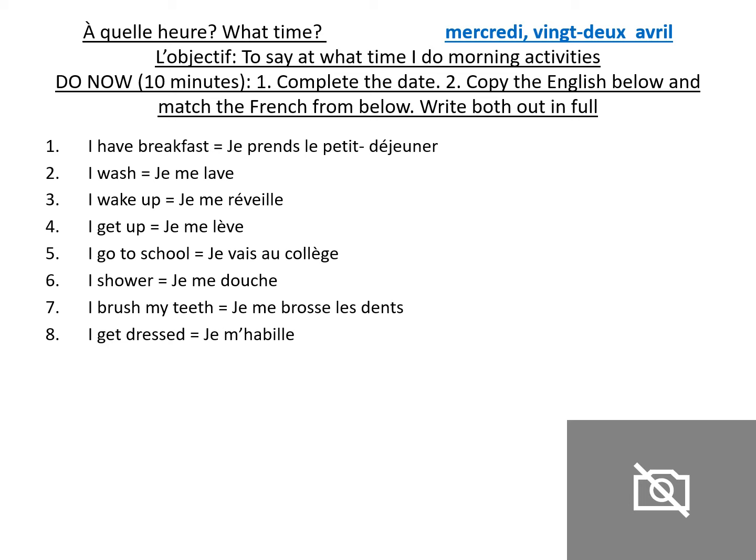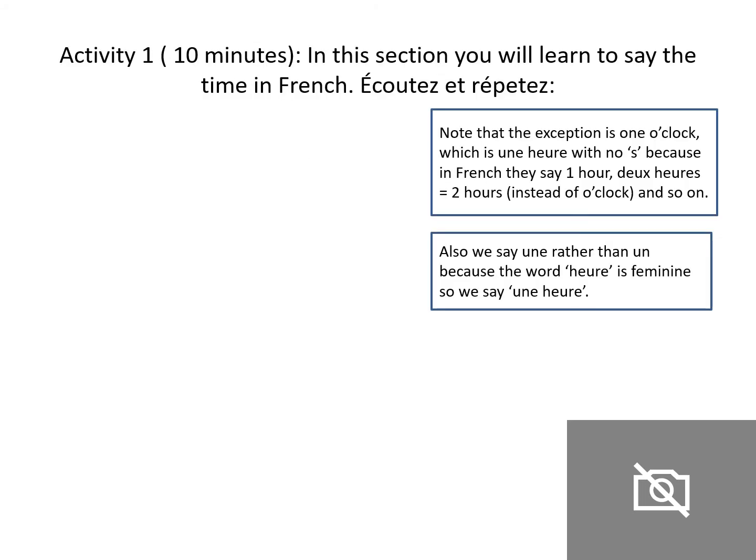Well done, Year 7. Year 7, now for activity number 1, which should take around 10 minutes. So in this section, you will learn to say the time in French. So écoutez et répétez. Okay, listen and repeat. À 1 heure. À 2 heures.